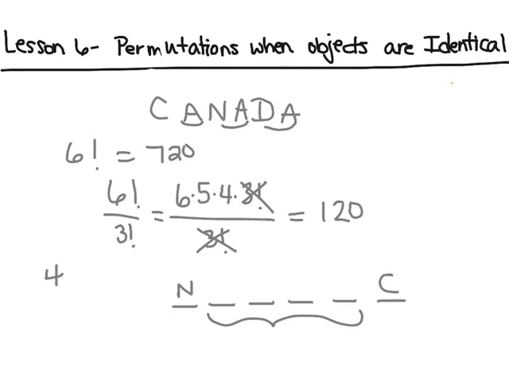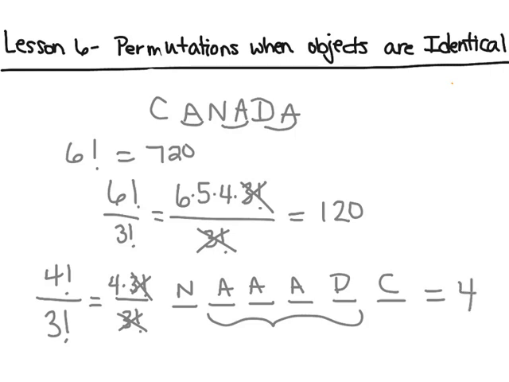So we have 4 factorial, we have an A, an A, an A, and a D. So we want to take that 4 factorial and divide it by 3 factorial, which is the same as 4 times 3 factorial divided by 3 factorial. These cancel, so we only have 4 options if the first letter has to be N and the last letter has to be C.